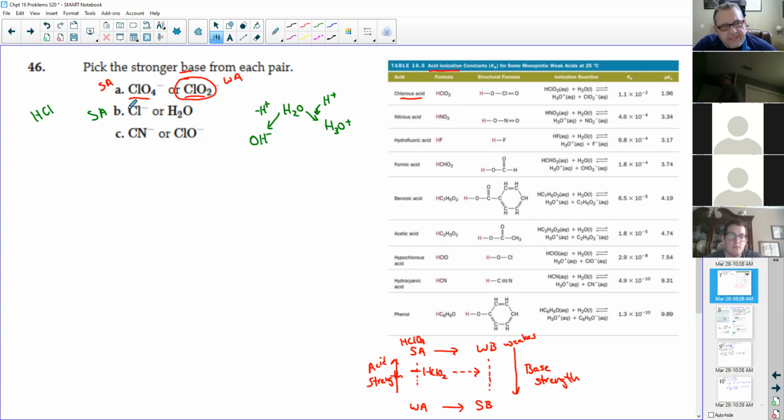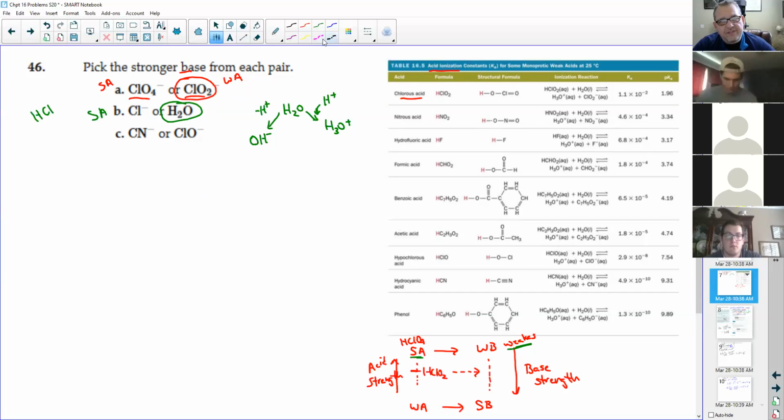But if we look at what happens with HCl, HCl is an example of a strong acid, and strong acids form the weakest bases. So for strong acids, the base has actually no strength at all, where water, though, has some strength working as a base. So on that, it would make water the strongest of this pair.